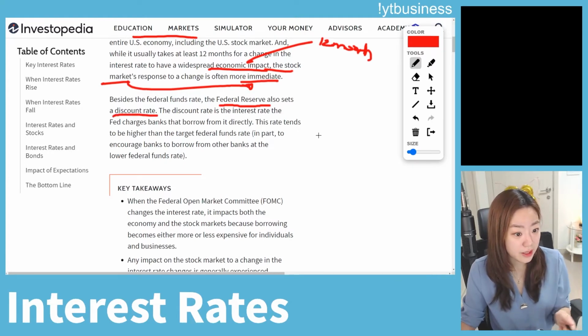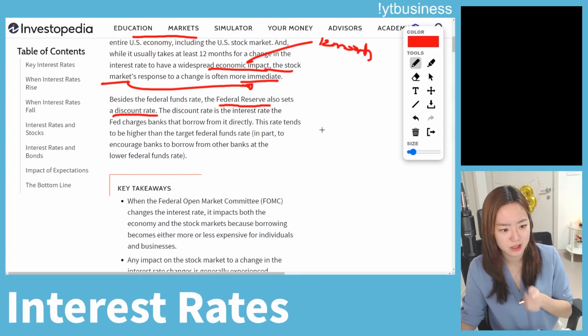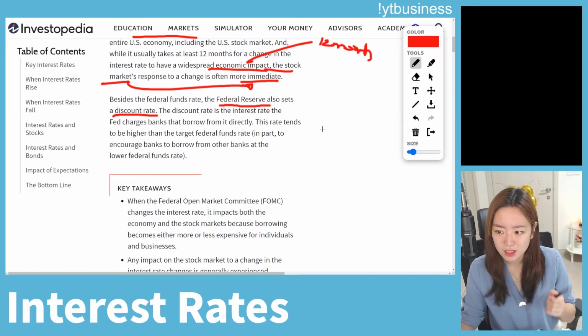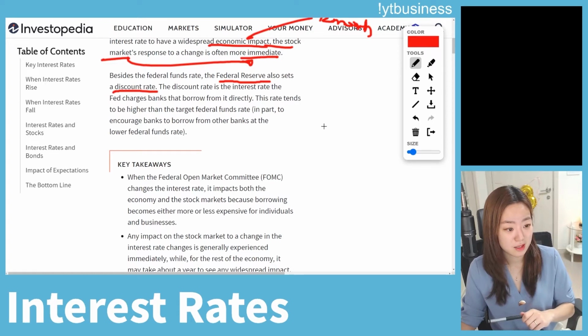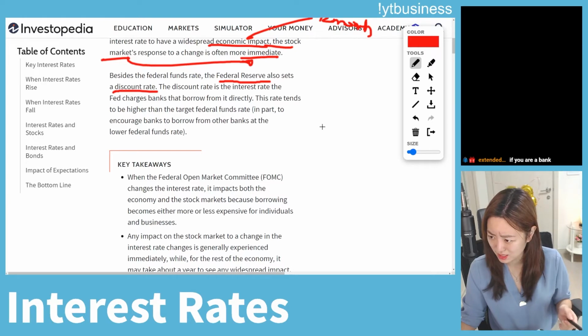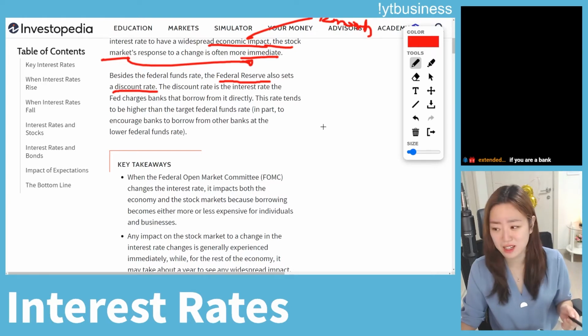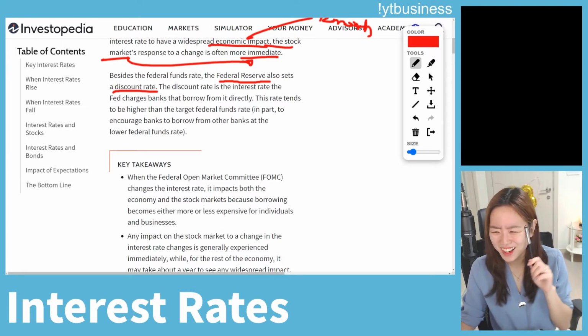And that the discount rate is the interest rate the Fed charges banks that borrow from it directly. So if you're borrowing money directly, there is a discount interest rate because I guess you're getting money directly. And then this rate tends to be higher than the target federal funds rate compared to when you borrow money from other banks. I think I'm getting this so completely wrong. But yeah, right?